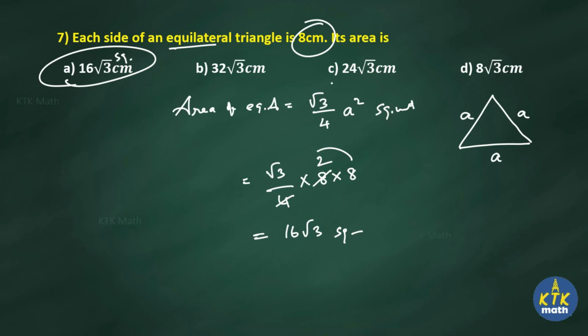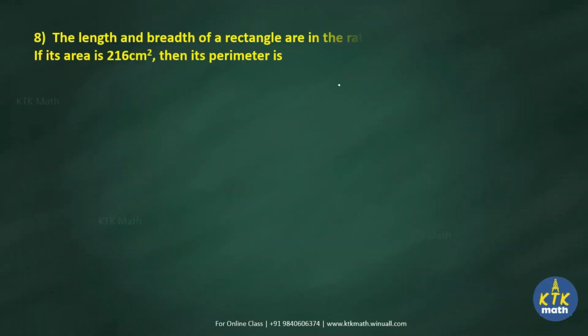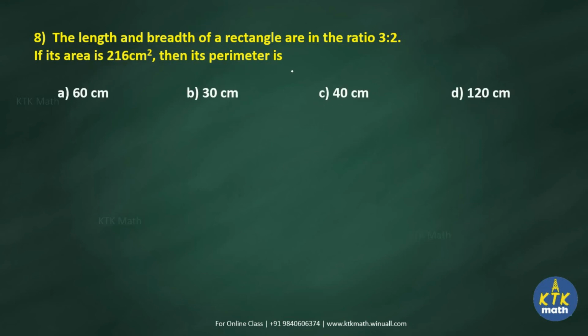Now let us move to the last question of this video. I'm coming with only 8 questions since the concepts are a little bit heavy, I felt. 8th question: the length and breadth of a rectangle are in the ratio 3:2, if its area is 216 centimeters. In this case neither length nor breadth is given, so we need to find both length and breadth, and then find the perimeter. So this is going to be a little bit lengthy one, but the clue they give is length and breadth are in the ratio 3 to 2.